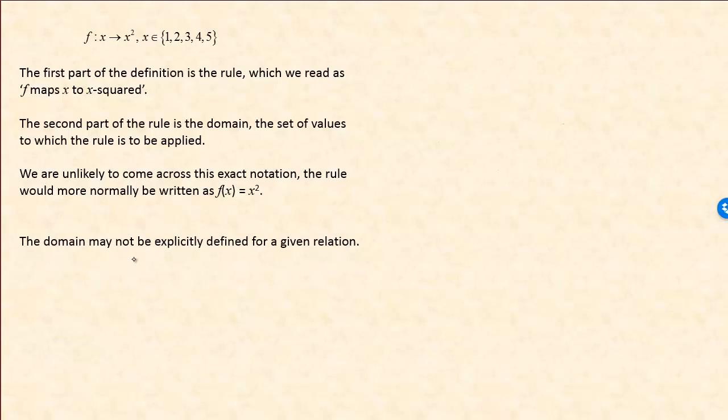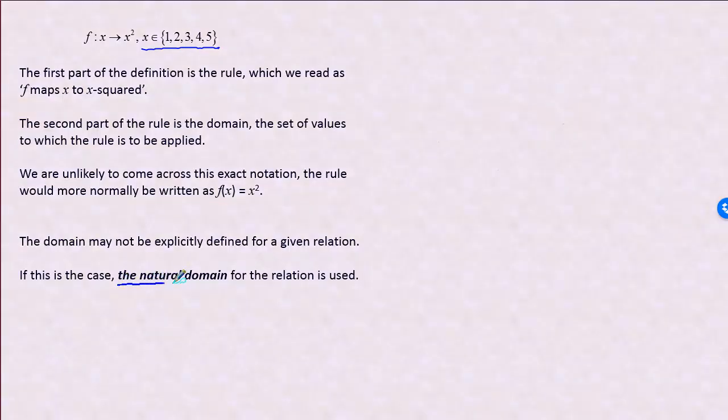The domain may not be explicitly defined for a given relation. In other words, we may not see this part of the definition. If this is the case, the natural domain for the relation is used. Now, the idea of the natural domain is quite important, and we'll look at this a lot during the examples.